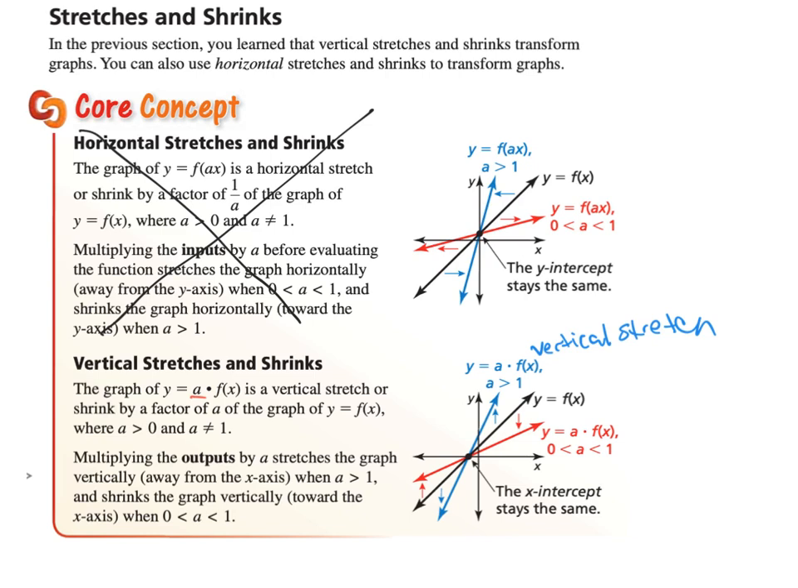Notice the red equation. Notice how it's not as steep. That is when a is between 0 and 1. That's like 1/2, 1/3, 0.2, anything like that. That is called a vertical shrink.